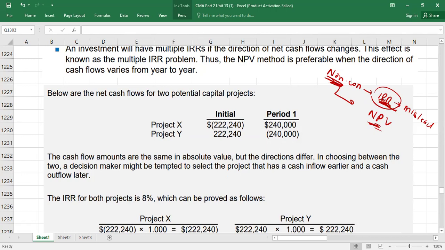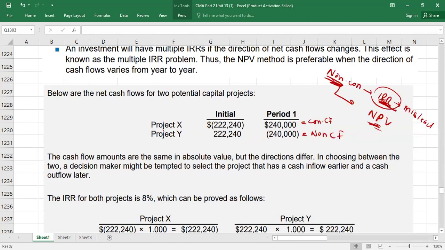Now, below are the net cash flows of two potential capital projects, project X and project Y. Please see the difference. Project X requires an initial investment, then inflows. It is a conventional cash flow, because first we have the initial investment, then a series of cash inflows. But project Y has the inflow first and then the investment, maybe an advance receipt first. So project X has conventional cash flows and project Y has non-conventional cash flows.